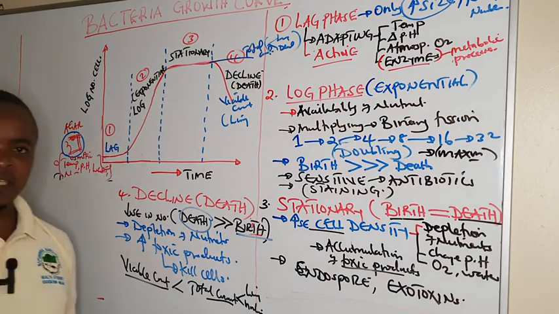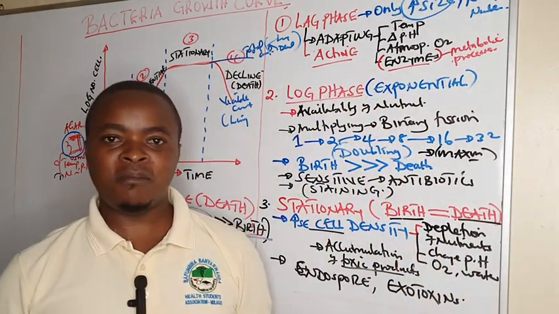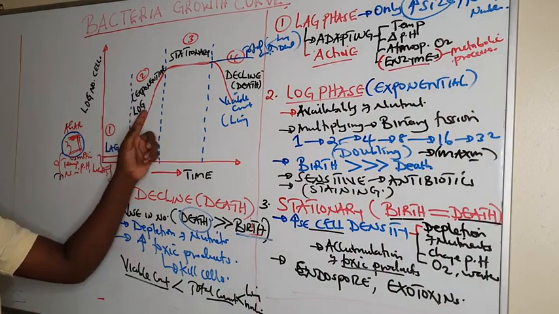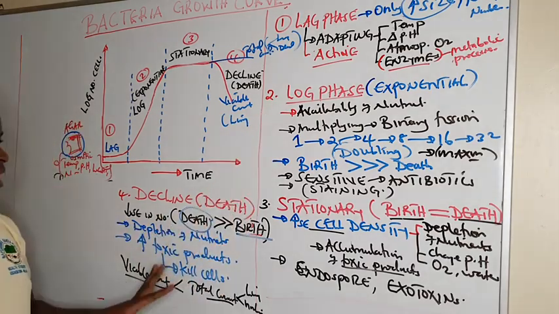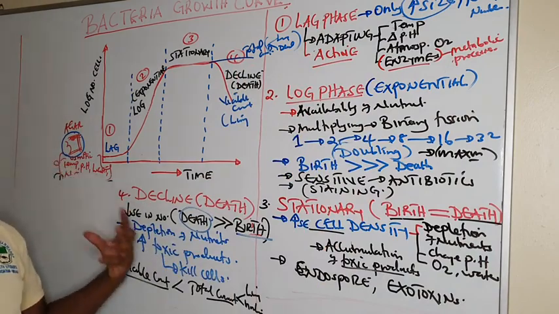So this is what we can discuss with you in this session, whereby we have looked at the requirements. We have looked at the different phases, that is the lag phase, log phase, stationary phase, and decline phase. And we have gone ahead to explain each phase, how it is brought about.